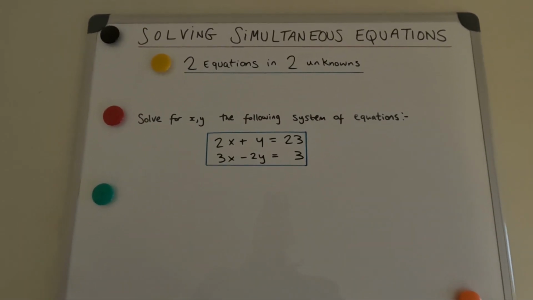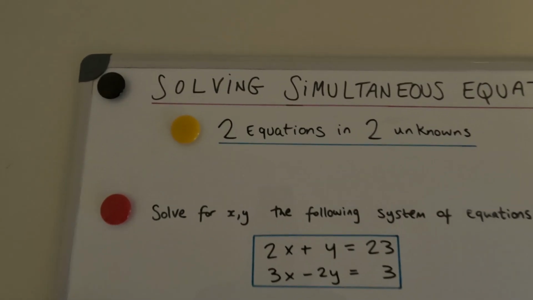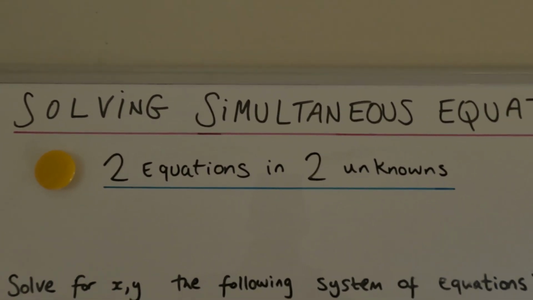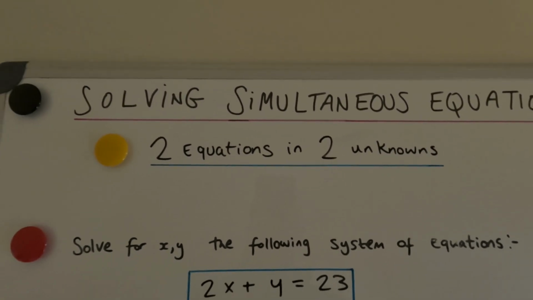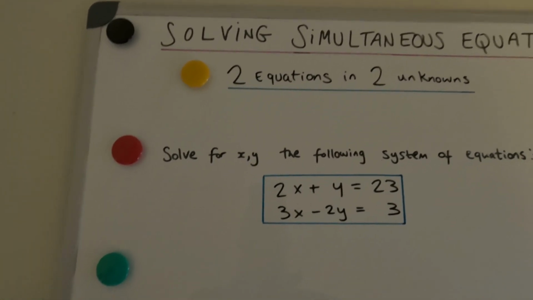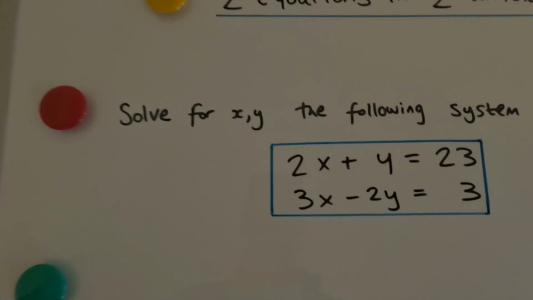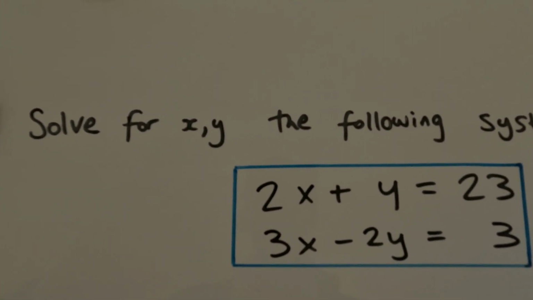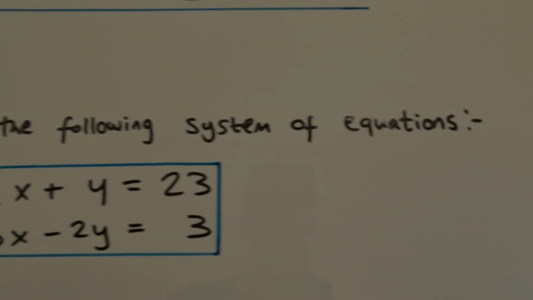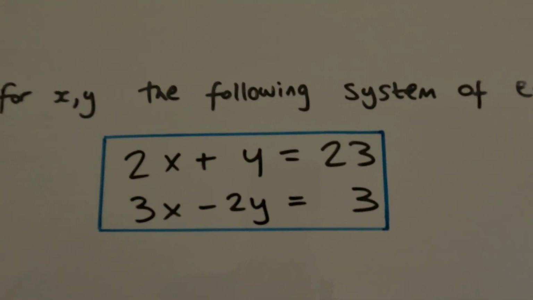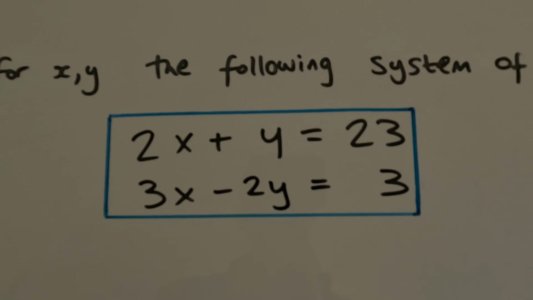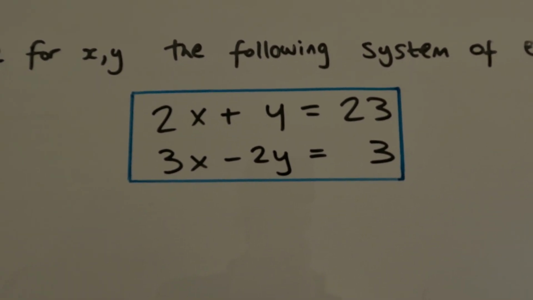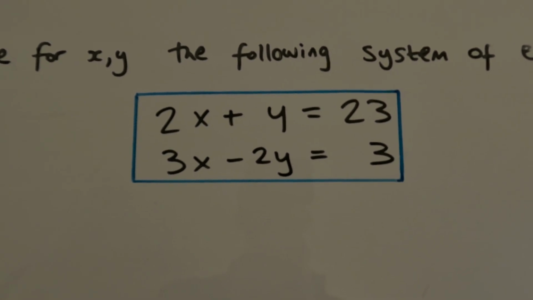Today we're going to be looking at solving simultaneous equations. We'll be looking at two equations and two unknowns, and then I'm going to do another example with three equations and three unknowns. But let's start with the two equations, two unknowns case. So solve for x, y the following system of equations. 2x plus y equals 23. 3x minus 2y equals 3.